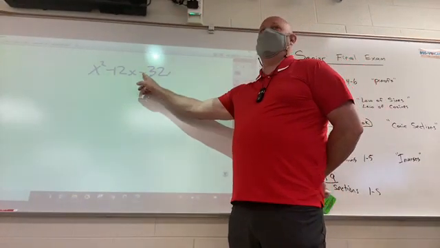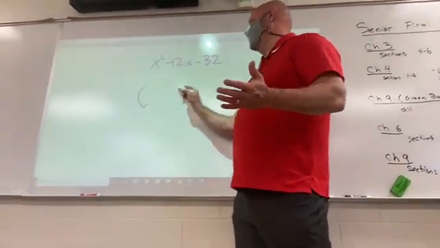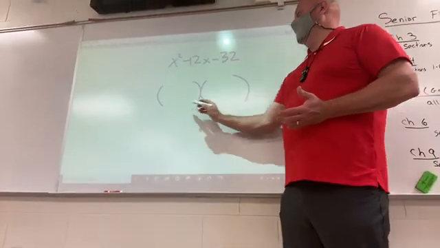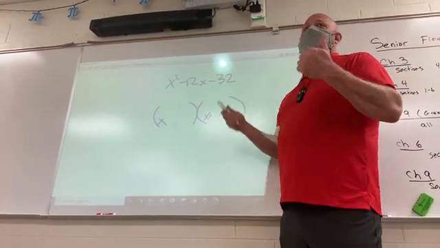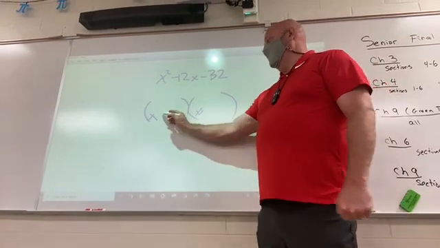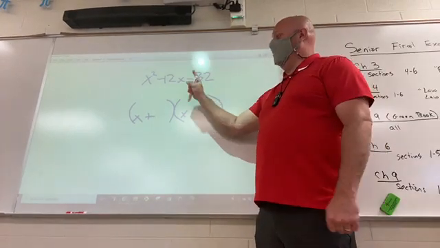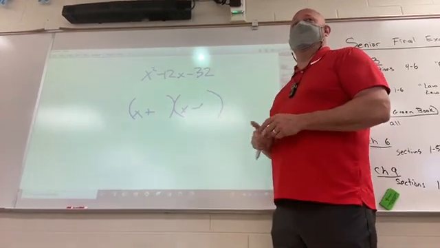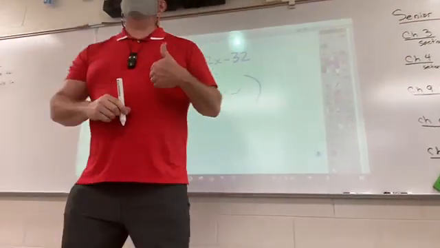What does this sign being a negative mean? How do you multiply two numbers and the answer is negative? You have to have a positive and a negative. The fact that that's a negative tells me they have to be different. Now, what am I looking for here? Two numbers that do what?